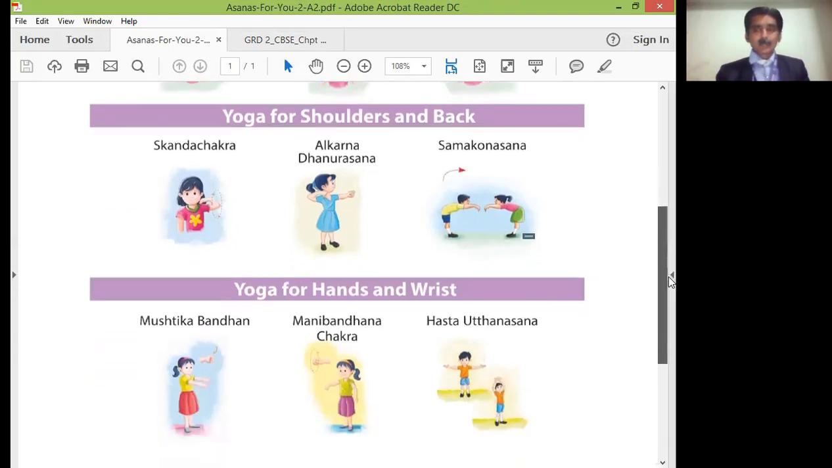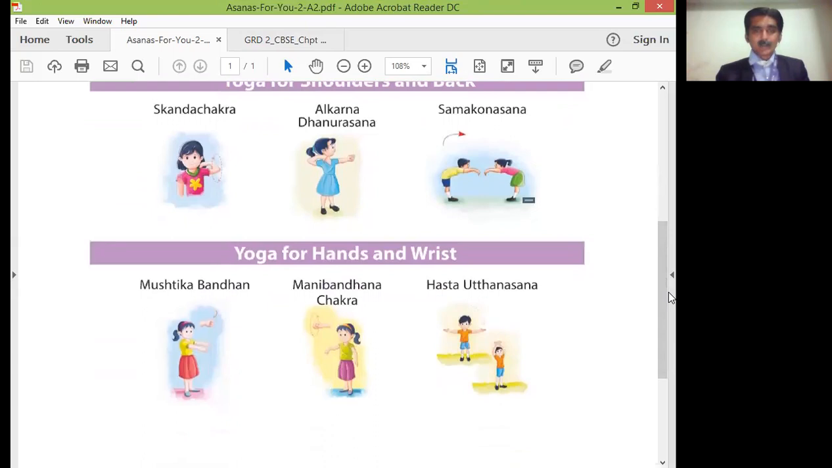Again, I want to put more stress on you that please perform these asanas, perform these exercises in front of your parents, under the strict guidance of your parents.